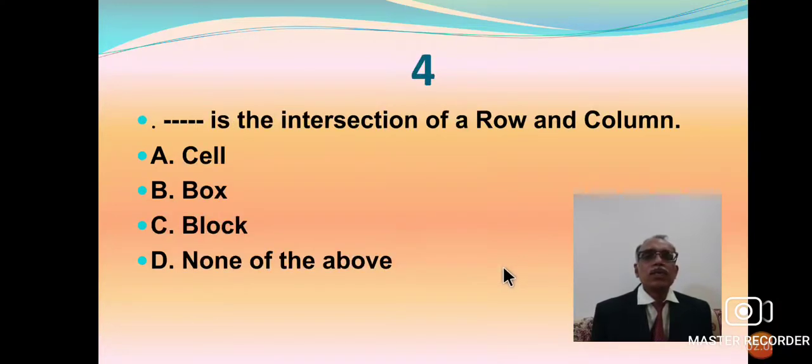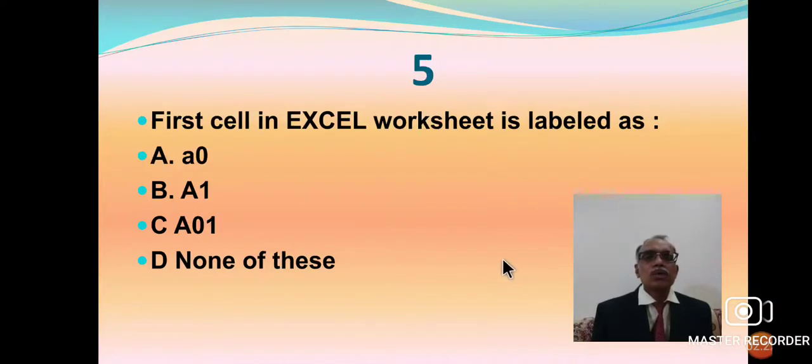Question number 4. What is the intersection of a row and column? A. Cell, B. Box, C. Block, and D. None of the above. So here the correct answer is A, cell. Question number 5. The first cell in an Excel worksheet is labeled as: A. A0, B. A1, C. A01, and D. none of these. So here the correct answer is B, A1.